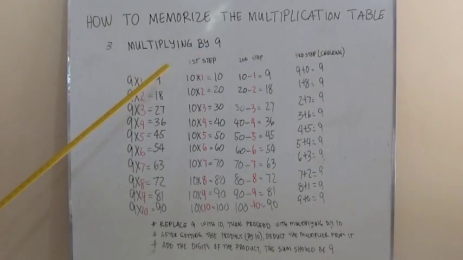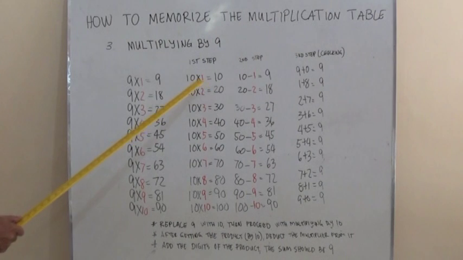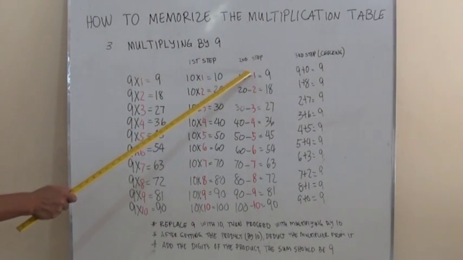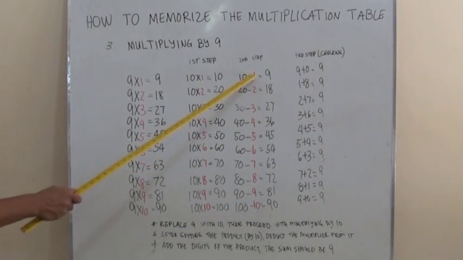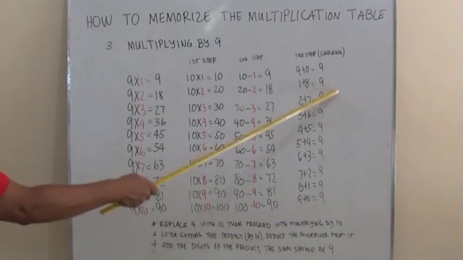Multiplying by 9, the first step is to change 9 with 10, because multiplying by 10 is easier than multiplying by 9. So 9 times 1 becomes 10 times 1. 9 times 2 becomes 10 times 2. And so goes with the rest. After getting the product, we will deduct the multipliers from it to get the answer for multiplying by 9. Now we can check our answer by adding the digits of the product, and we should get 9 as an answer.